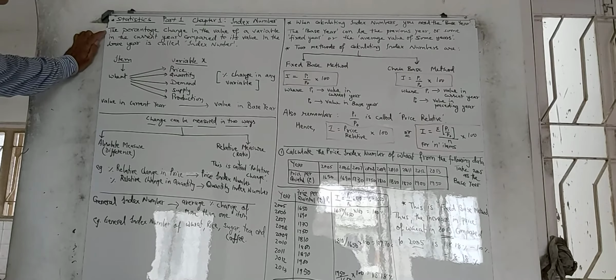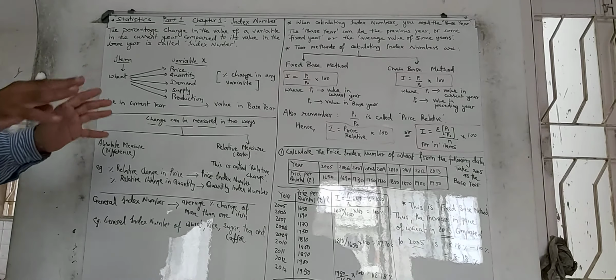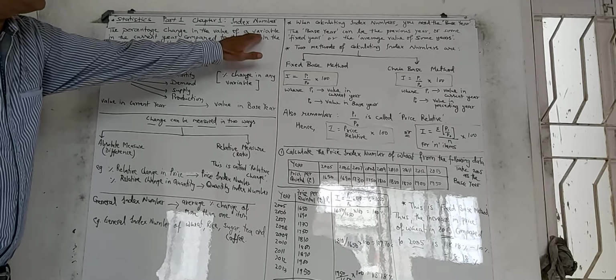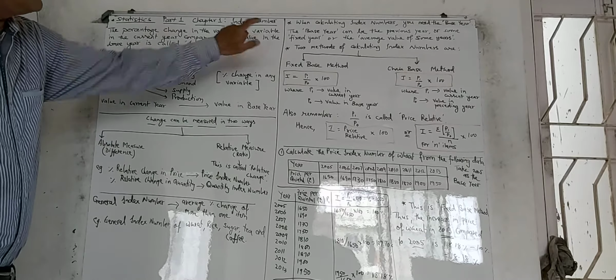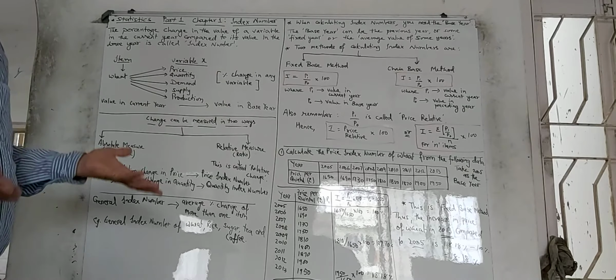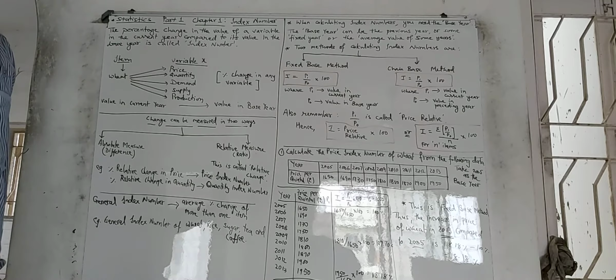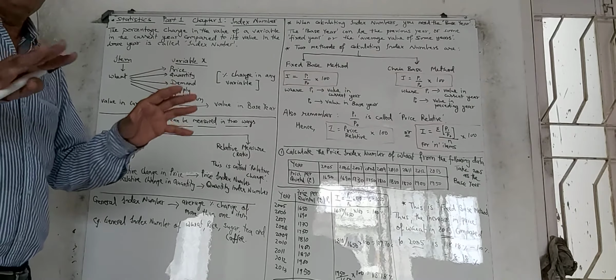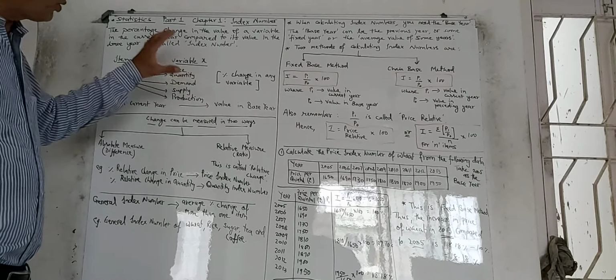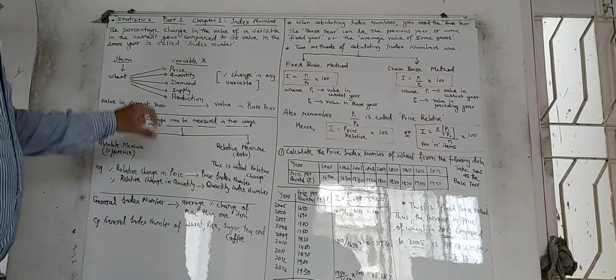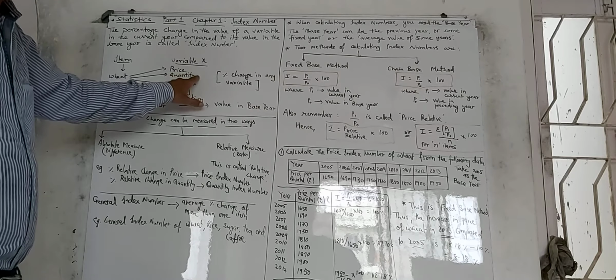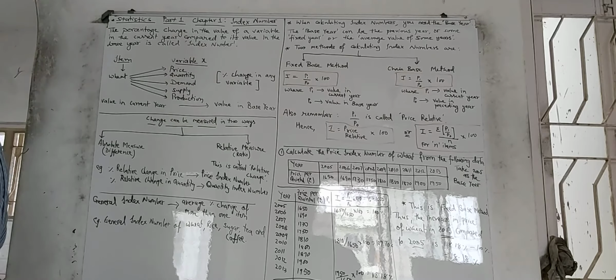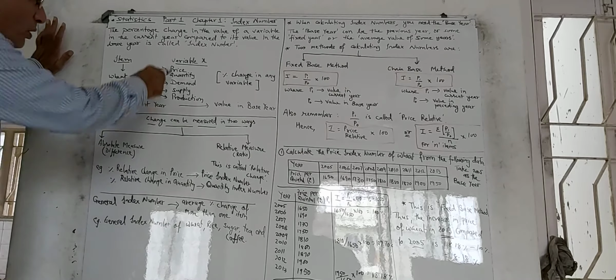Once again, the percentage change in the value of a variable in the current year compared to its value in the base year is called its index number. Alright. Now, when we talk about a variable, look at this, the word variable. Percentage change and variable. What is this variable? Well, in commerce and in economics, the variable is different. When we study mathematics, the variables are x and y, speed, velocity and all that. But in commerce, of course, the variable is completely different. In commerce, the variable can be price, it can be quantity, demand, supply or production. These are all different variables.